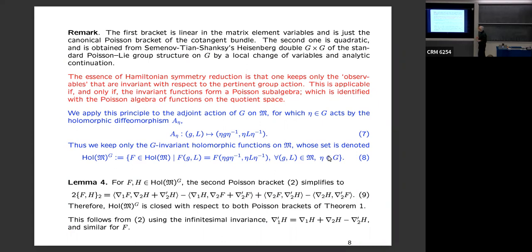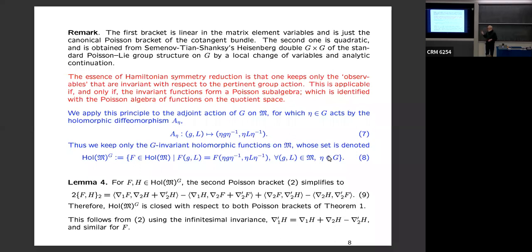So here I just remark that the second structure is actually obtained by some procedure from the Heisenberg double of GLNC, which I think I learned from John. It is obtained by some restriction and some analytic continuation. So basically the second structure comes from Poisson Lie group theory, from the Poisson Lie analog of the cotangent bundle. And okay, now I come to the reduction.